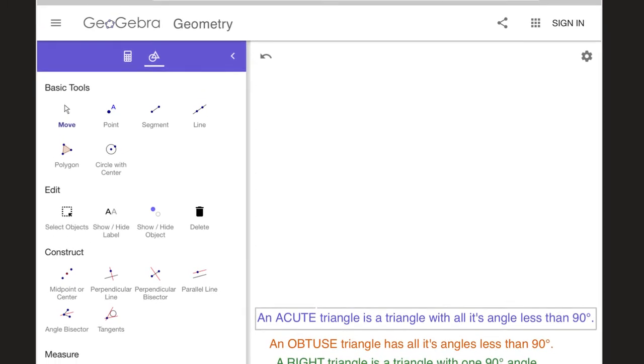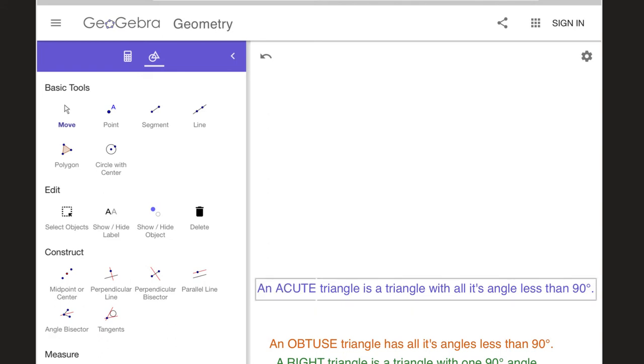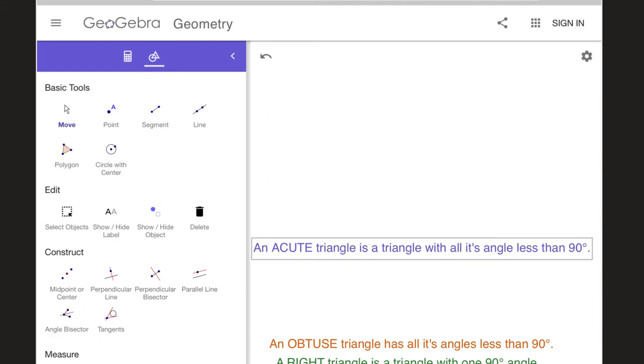An acute triangle is a triangle with all its angles less than 90 degrees. We're going to create that, and we can use a polygon here. So tap on the polygon tool, the basic tools there. You should be able to find it. Tap, tap, and finish it off. So here is an acute triangle, but I'm not sure if they're all less than 90.